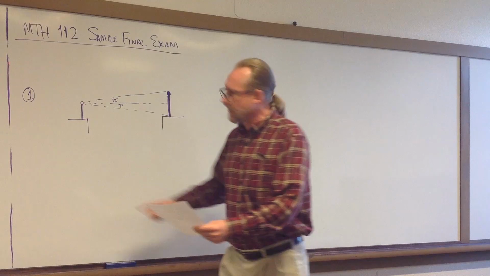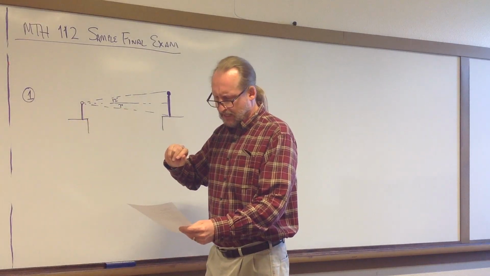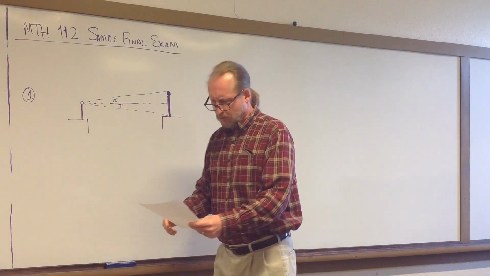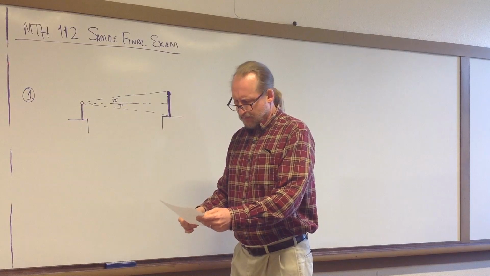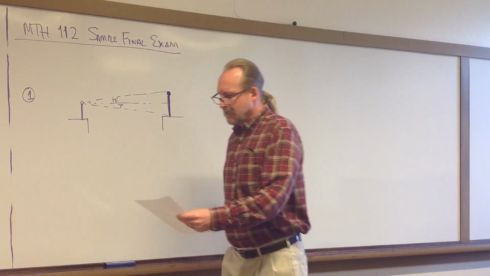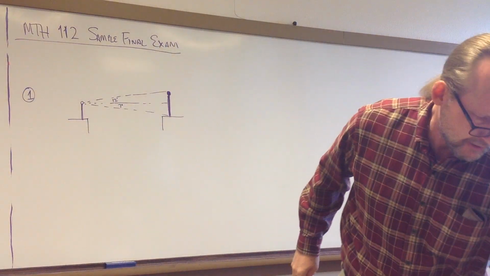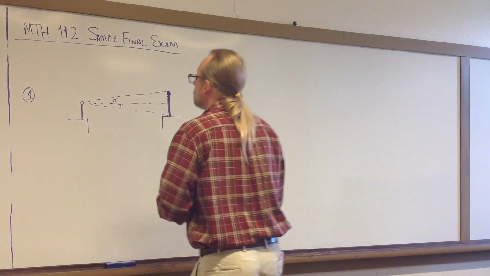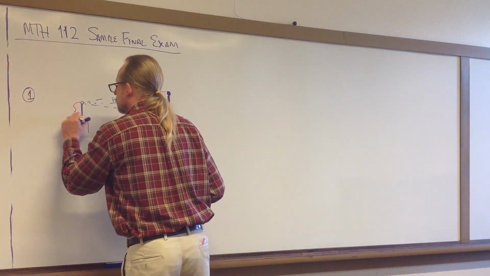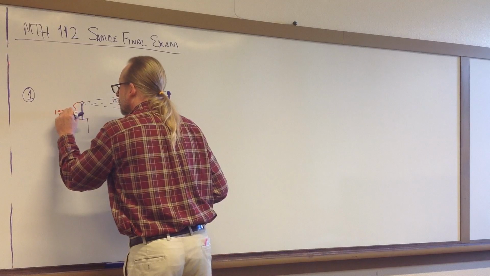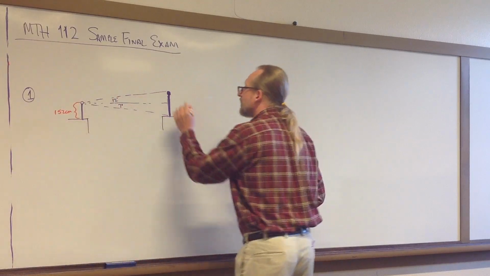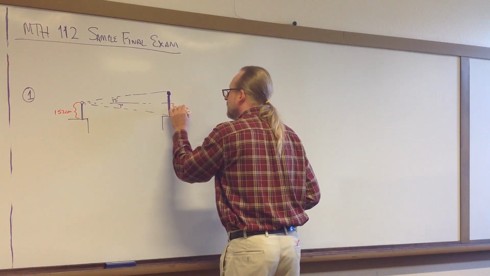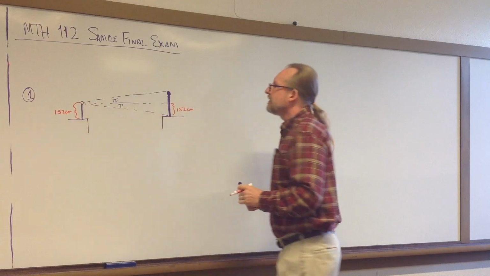It says the person standing on one edge of the bank of a canal observes the lamp post on the other bank. The person's eye level is 152 centimeters above the ground. So I didn't label that yet, but that says that this distance right here is 152 centimeters, which means that this distance over here is also 152 centimeters.